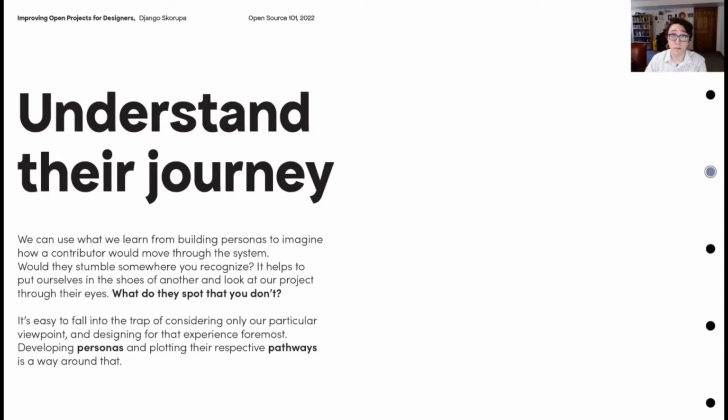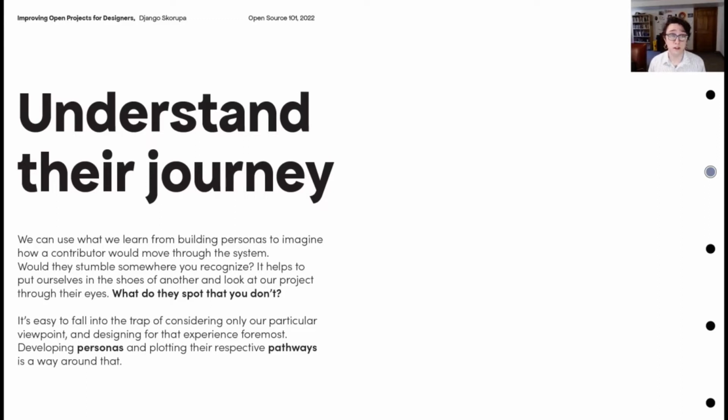And once we have them, we can understand their journey. Once we understand our personas, we can better understand their journey. We can use what we understand and what we learn from building personas to then imagine how a contributor would flow through the system. Would they stumble somewhere that you recognize? Well, that's great. You've noticed a problem before it's left the drawing board, and now you can fix that problem and improve your alpha project before other people start to notice errors, right? What do you spot when you're in their shoes that you didn't spot earlier?